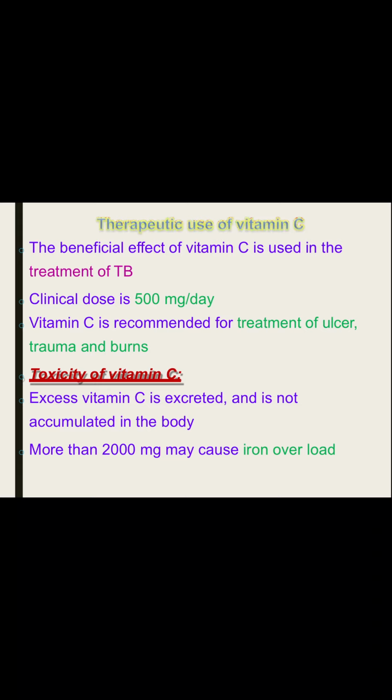Toxicity of vitamin C: excess vitamin C is excreted and is not accumulated in the body, and more than 2000 milligrams may cause iron overload. Vitamin C keeps iron in the ferrous form, and the ferric form is not absorbed and is sometimes lost, and the iron that is absorbed has nowhere to go, and it keeps getting deposited all over your body. So there is iron overload in your body.